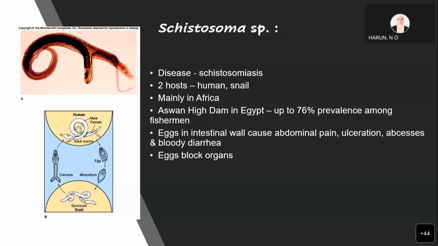So when they hatch, they produce lots of eggs. Like earlier, one of the species, Sinensis, produces about 4,000 eggs per day. So can you imagine 4,000 eggs per day, within 48 hours? How many thousands of eggs have already been produced and released into the host's organs, the final host's organs? Then it will later block the organ.